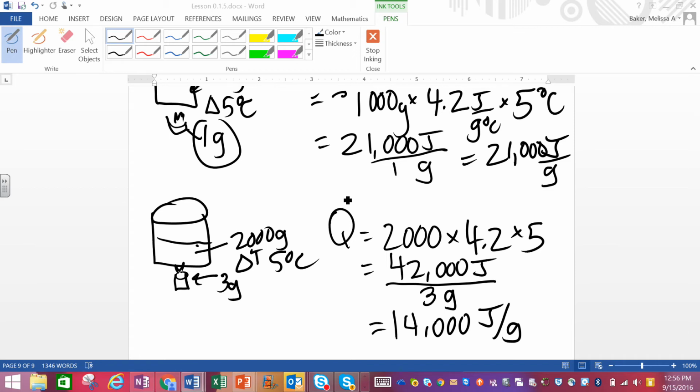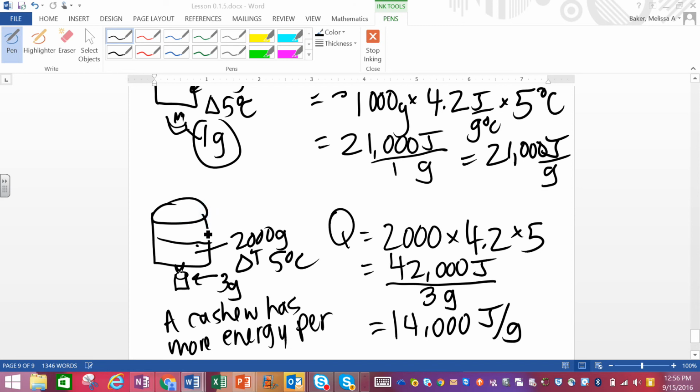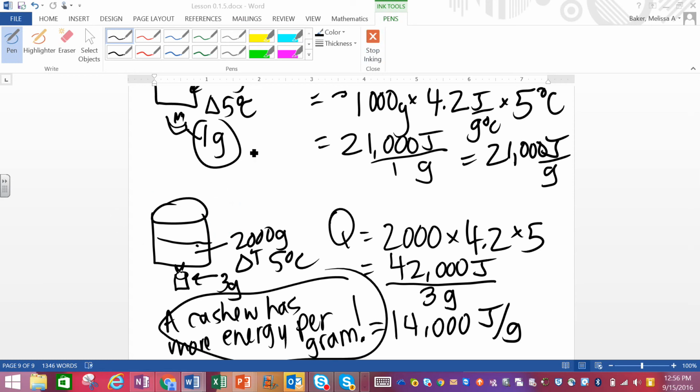So based on the data, what can be concluded about the energy content of each of the substances? So a cashew has more energy per gram, per 1 gram, than a marshmallow. That's what we can conclude. All right, and that is it for this homework.